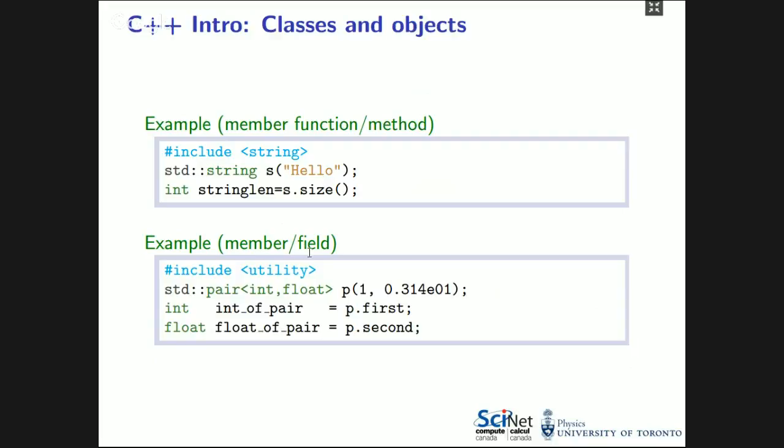Another example is the following. This creates a pair of an integer and a float. We'll see a little bit about the syntax later, but then I can get the first element out and the second element out just by dot first. So these aren't functions. These are just elements within that particular pair.